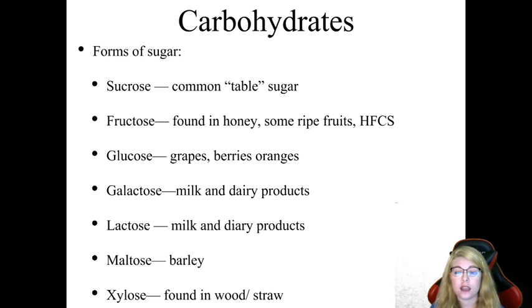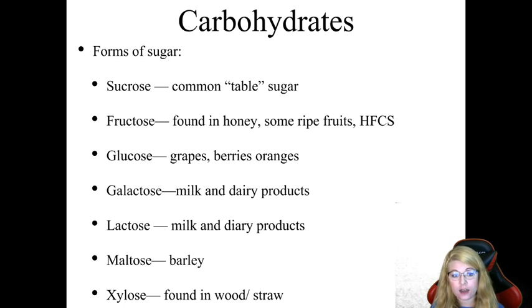Sucrose is a sugar, and that's the common table sugar that if you were to put in your coffee, a couple scoops of sugar, that's what you're putting in is sucrose. Fructose, which is found in honey and some ripe fruits, as well as it's the main component of the chemicalized version of high fructose corn syrup. That's what HFCS stands for. Glucose, which is found in grapes, berries, and oranges. Galactose, which is found in milk and dairy products. Lactose, also found in milk and dairy products. Maltose, which is found in barley. And xylose, which is found in wood or straw.